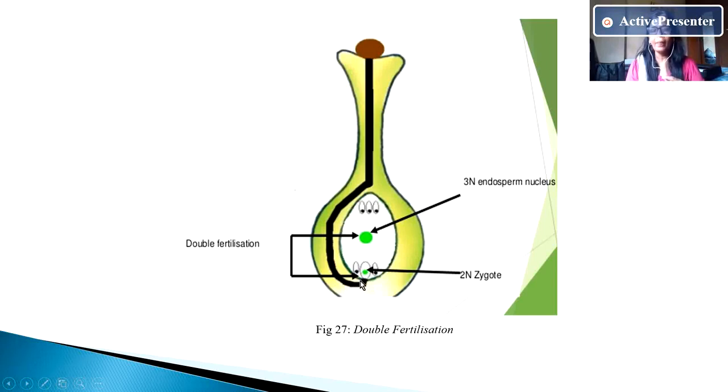If it is coming normally through the micropyle, the pollen tube will burst open and release two male gametes. One male gamete fuses with the female gamete and produces a zygote, that is diploid. Another male gamete fuses with the secondary nucleus and forms the triploid endosperm nucleus. So these are the two products, and two places where fusion takes place, and two male gametes are participating. So it is double fertilization.